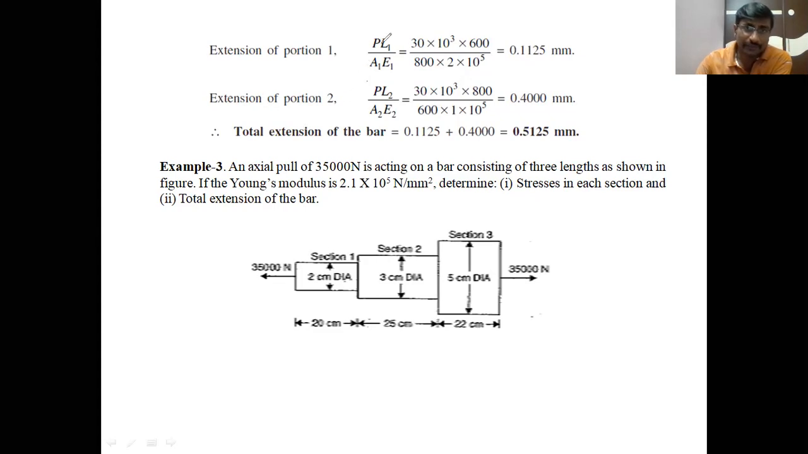Coming to the extension of the second material, we can calculate by a similar process. Extension of the second material is PL2 by A2 E2. P is the load applied on the second material, which is also 30 into 10 cube, and the length of the second material is given as 800 mm.